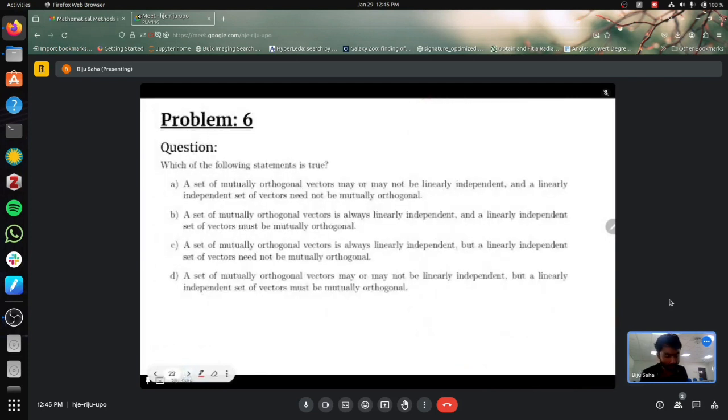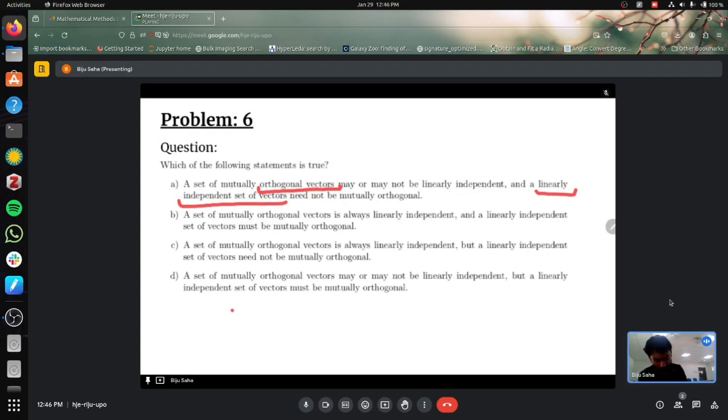Right now let me move to problem 6. Problem 6 is asking which of the following statements is true. So first, before reading them, let us look at the terms used. One is orthogonal vectors, and the other is a linearly independent set of vectors. These are the two terms being used.